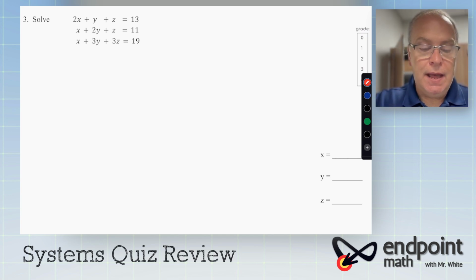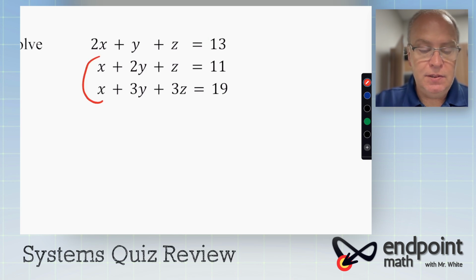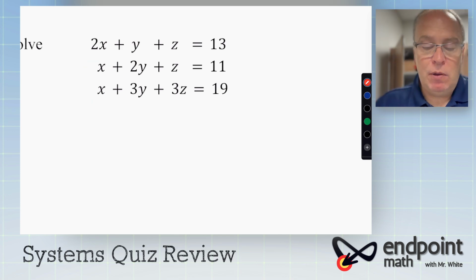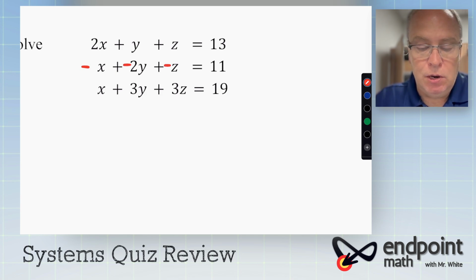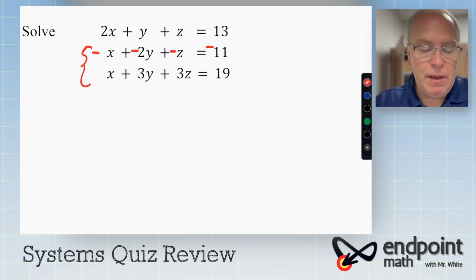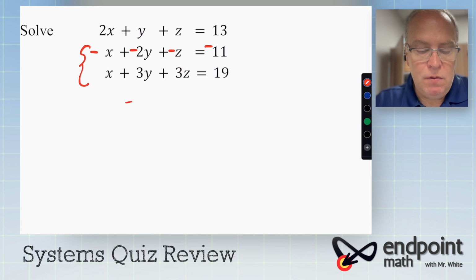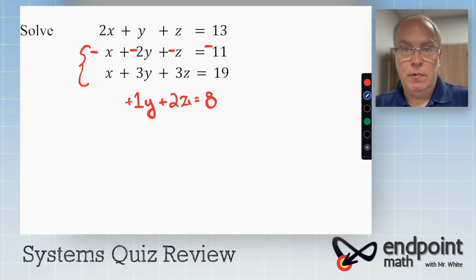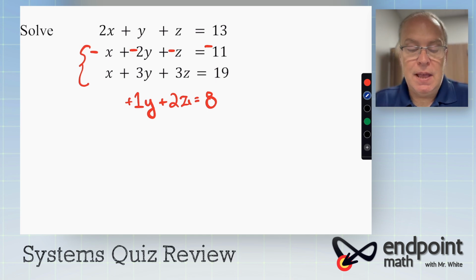So I'm looking at this and I notice these guys right here that if only one of them had been negative, I would be in good shape. So what I'm going to do is actually change the signs on the middle one, and then I'm going to combine these. And when I combine them, I get 1y plus 2z is 8. All right, now listen carefully. That's great, right? I got rid of a variable. But I still have y and z.